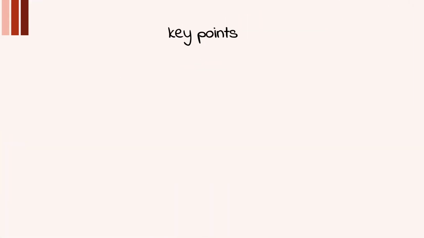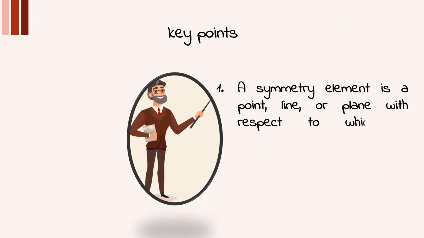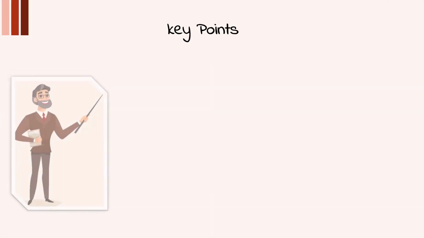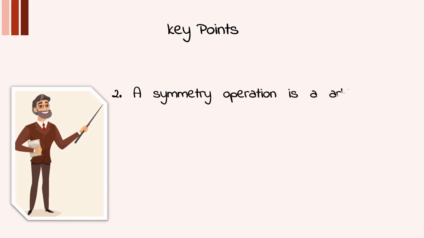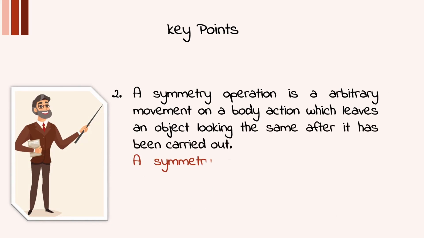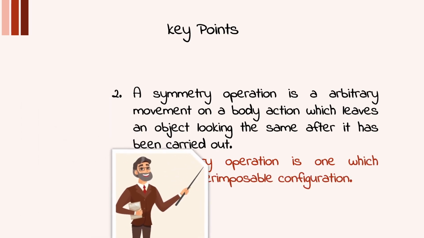So let's start. Point number one. A symmetry element is a point, line, or plane with respect to which a symmetry operation is performed. Point number two says that a symmetry operation is an arbitrary movement which leaves an object looking the same after it has been carried out. What does it mean? That the operation produces a superimposable configuration.